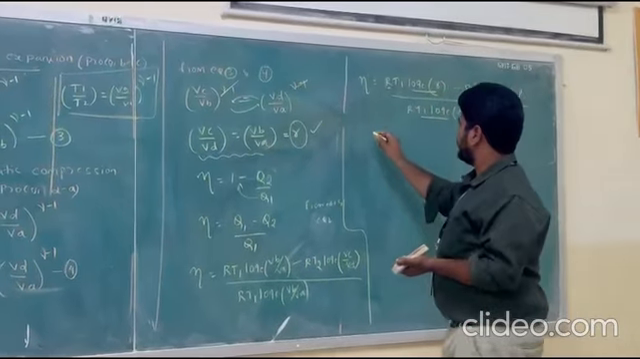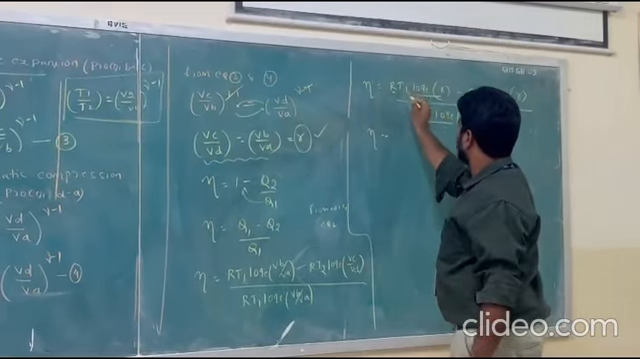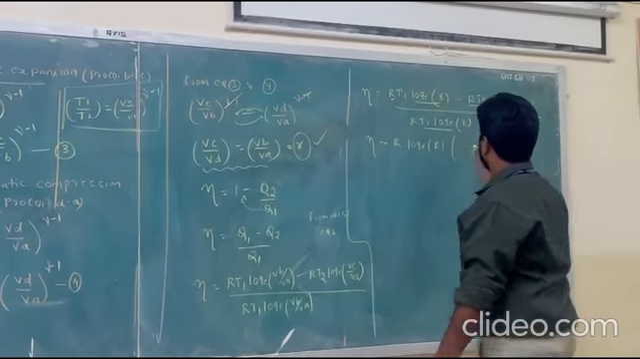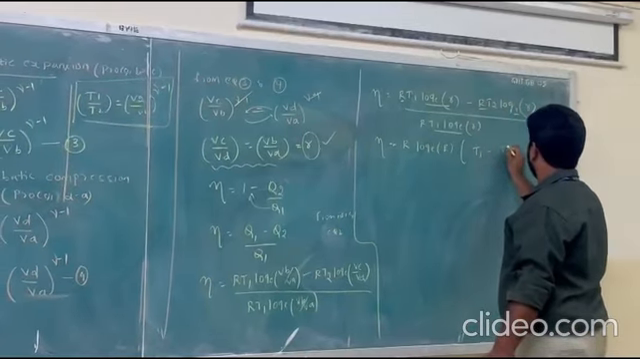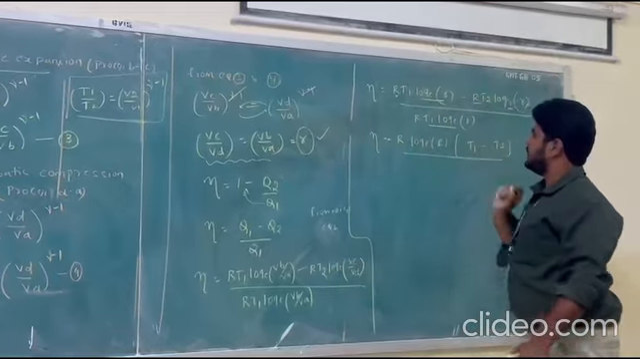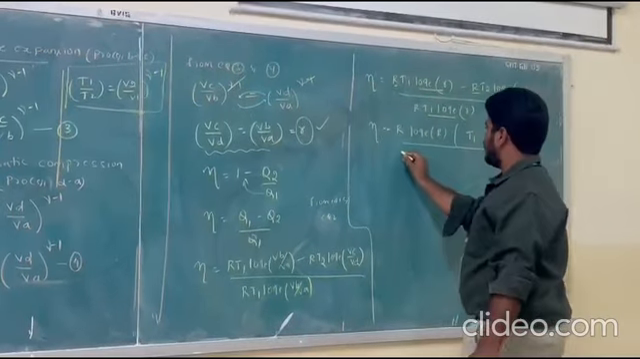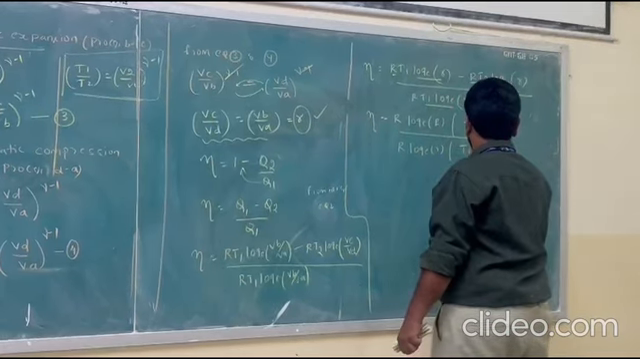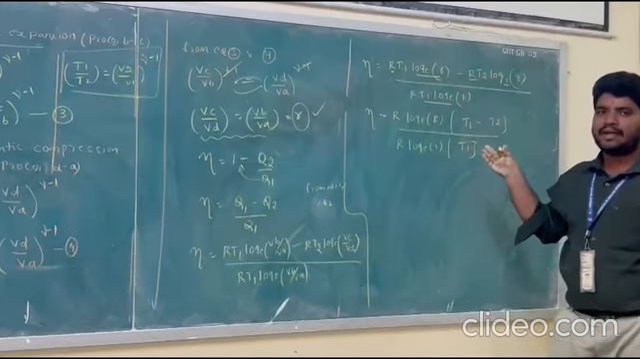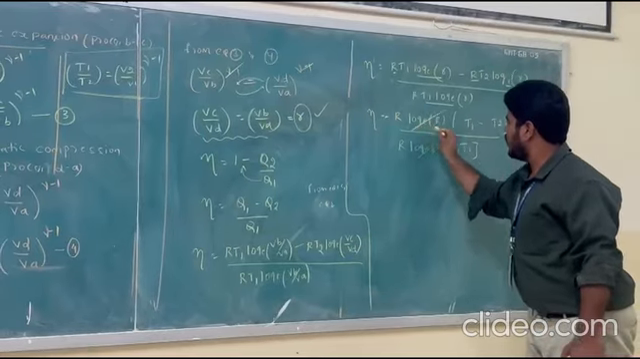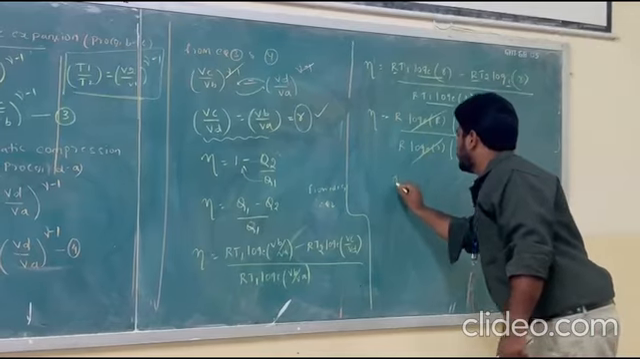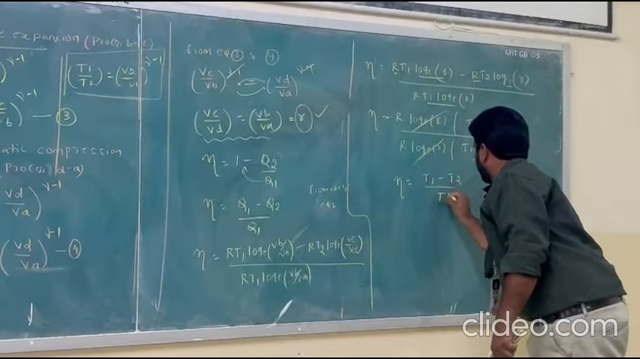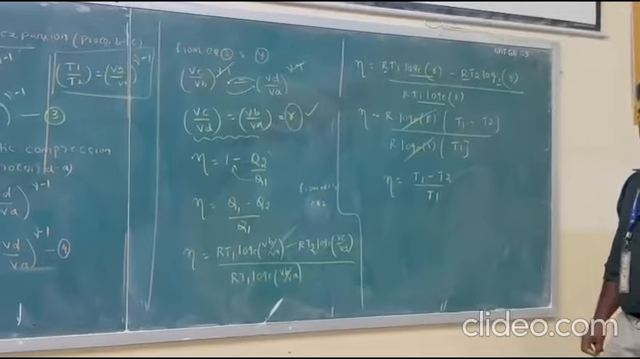Now from this equation we can take R log e R as a common factor. So I write like this: efficiency is equal to R log e R is common, so remaining is T1 minus T2, whole divided by, again in the denominator also R log e R common, so remaining is T1. Now we can see the numerator and denominator R log e R get cancelled. Remaining is efficiency is equal to T1 minus T2 divided by T1.